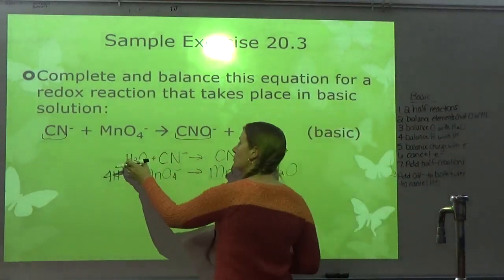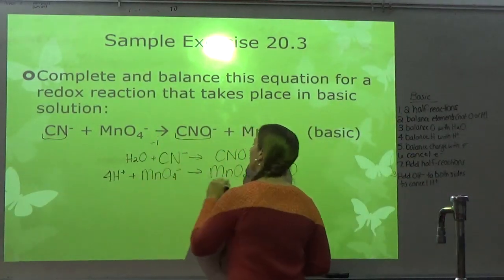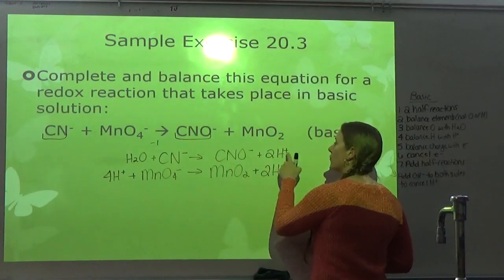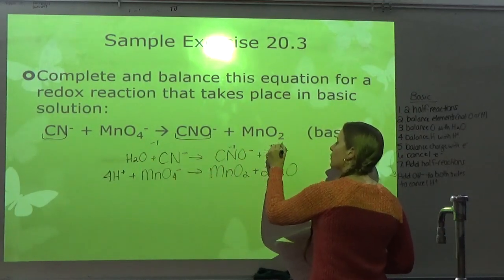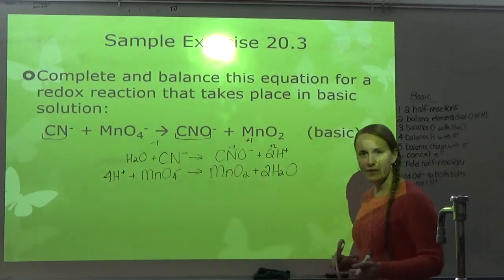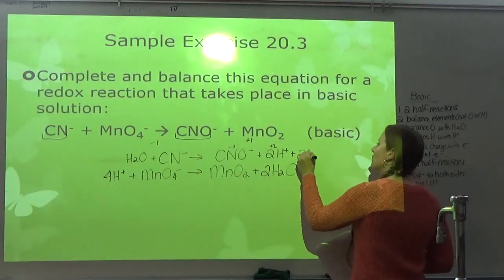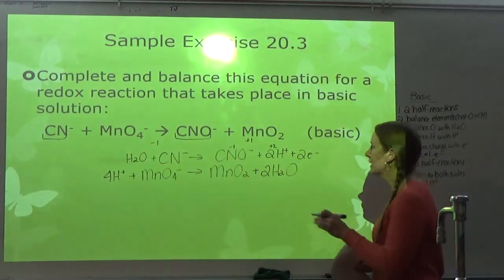All right, so this is neutral, this is -1, so this side's -1. This is -1, but this is +2. So I've got a +1 on this side. So that means I need 2 electrons on this one. 2 electrons.